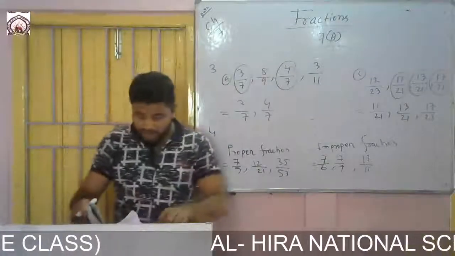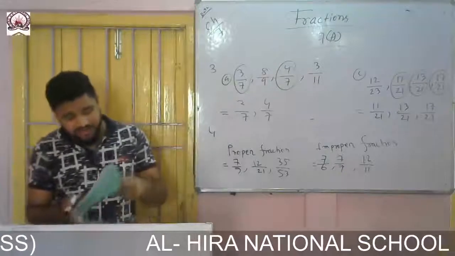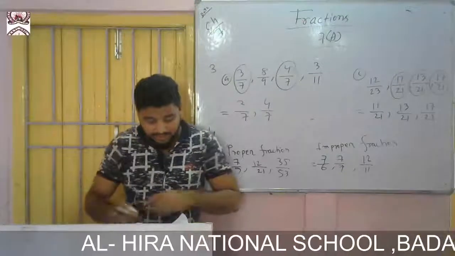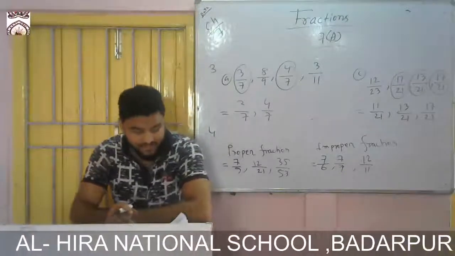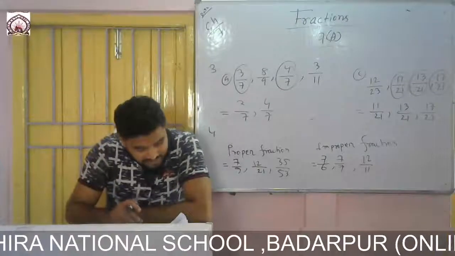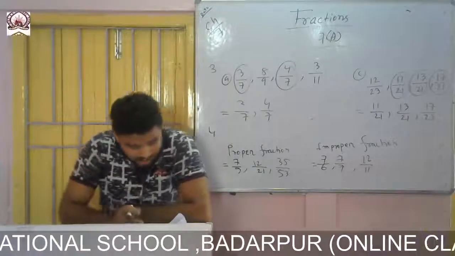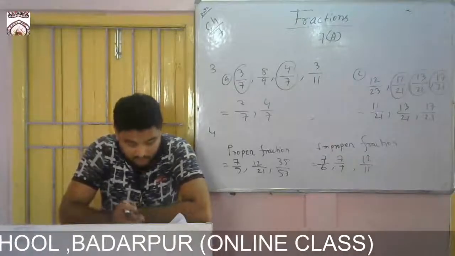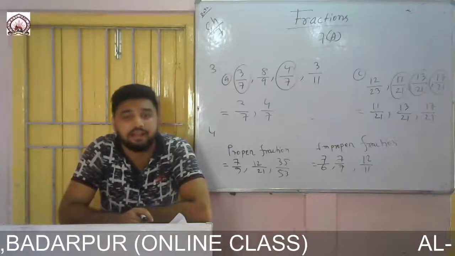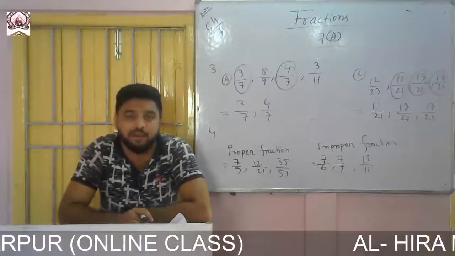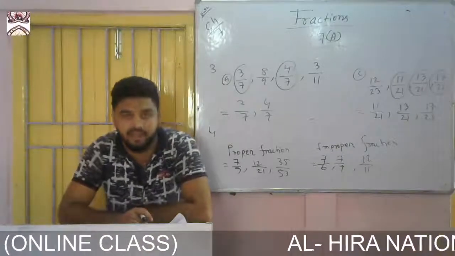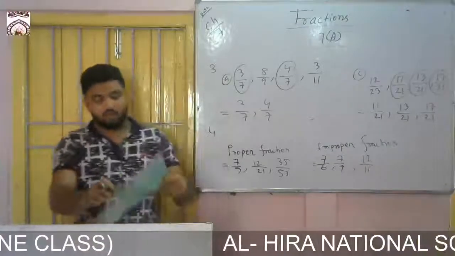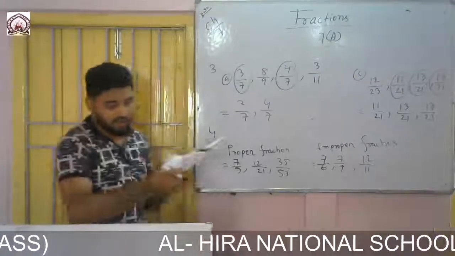So now come to 5. Choose and write the mixed fraction. So from this I need to find the mixed fraction. Which are mixed fractions? Obviously, in a mixed fraction, one natural number and one fractional part will be there. One fraction will be there. So see question number 5.